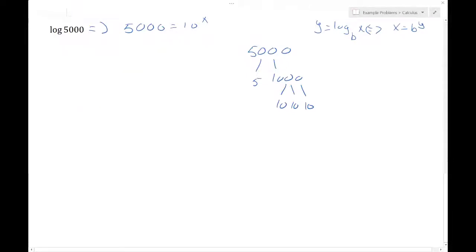And we know that since we have 3 tens, our answer should be somewhere between 3 and 4 when everything is said and done, because we know that 10 raised to the third and 10 raised to the fourth are on either side of 5,000. So we have 10,000, and then we have just 1,000.